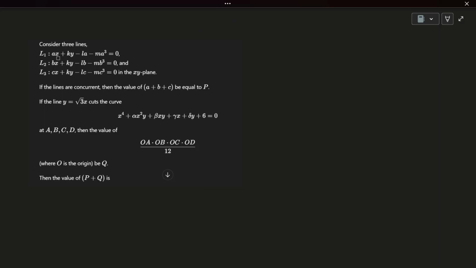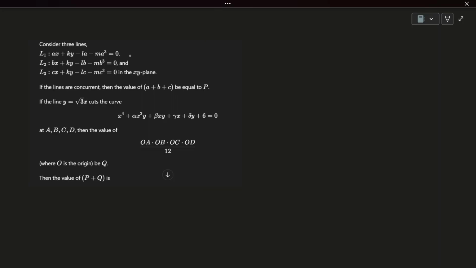Consider three lines L1, L2, L3 in the xy plane. If the lines are concurrent, then the value of a plus b plus c is equal to p. And if the line y equals root 3 x cuts the curve x to the power 4 plus alpha x squared y plus beta xy plus gamma x plus delta y plus 6 equal to 0, then the value of OA times OB times OC times OD by 12 is.